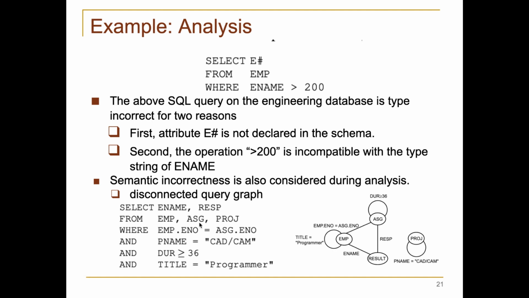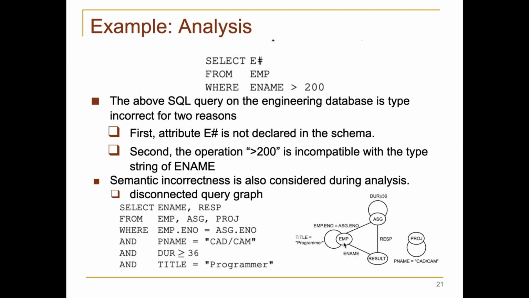Let's take this example, for instance. This query projects employee name and responsibility from the employee relation, assignment relation, and project relation by a join condition, employee.emp number is equal to assignment.e number, and other simple predicates like project name is equal to CAD-CAM, and duration greater than 36, and title is equal to programmer. If we transform this query into a query graph, as you can see on the right side, we will see the project relation disconnected from the others.